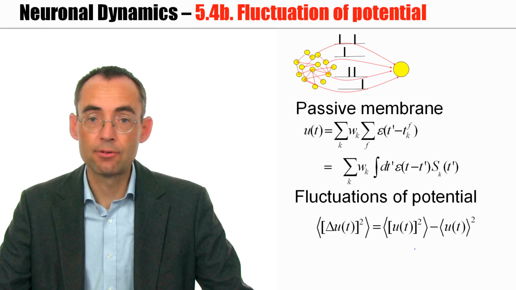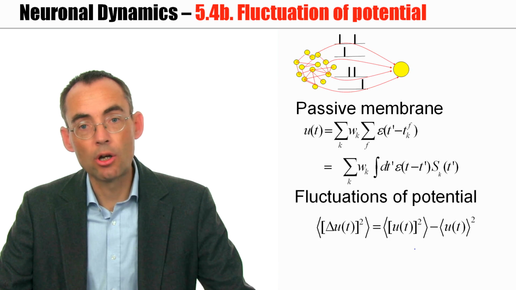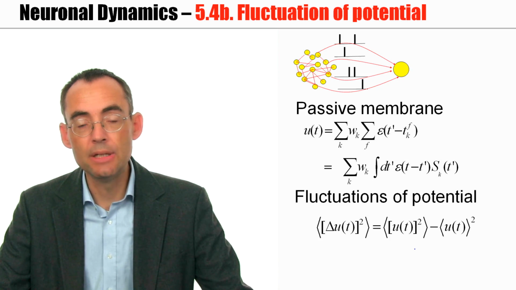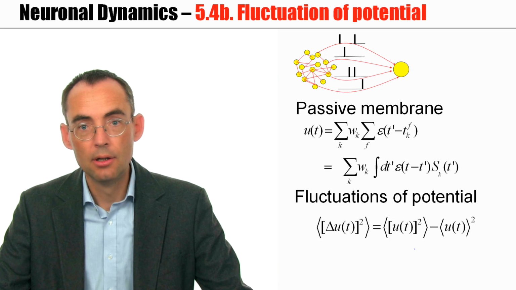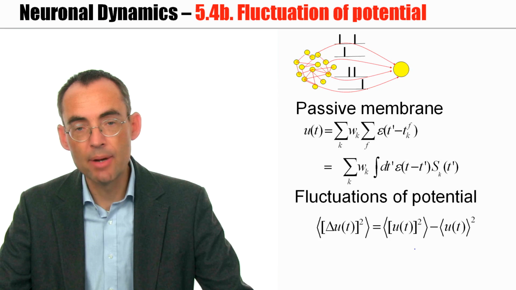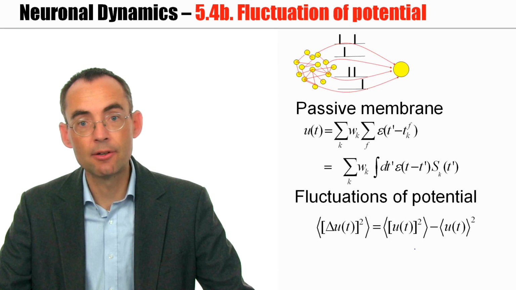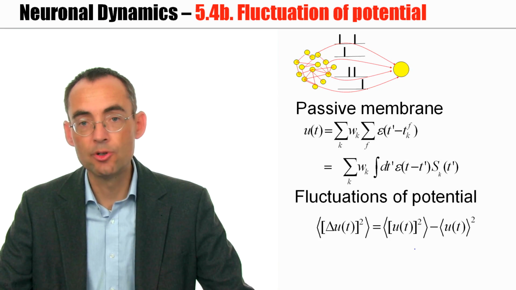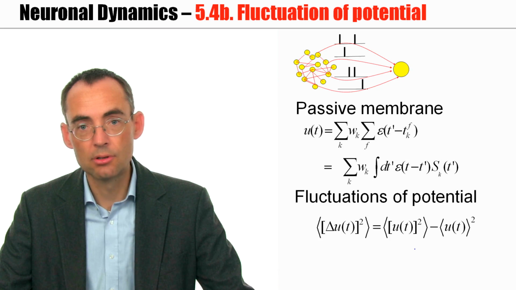Now, real neurons have a threshold, and the simplest model of a neuron with threshold would be a leaky integrate-and-fire model. In the subthreshold regime, we can use the results of the passive membrane, and we simply have to add a threshold. And that's what's going to be the topic of the final lecture of this week.